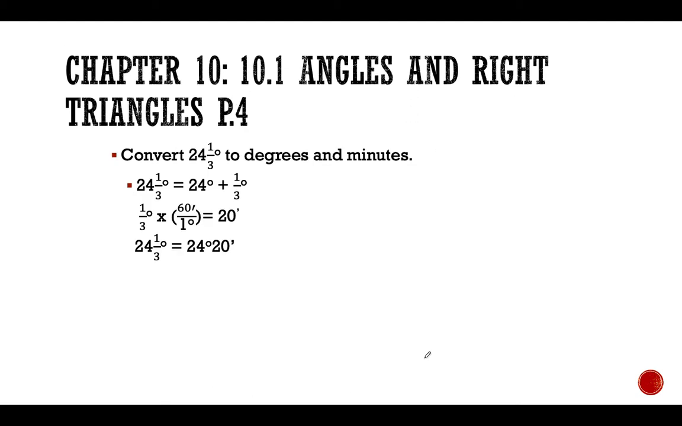Converting 24 1/3 degrees to degrees and minutes. First thing we're going to do is separate the whole and the fraction part and write it as 24 degrees plus 1/3 degrees. Now we're going to convert the 1/3 degrees to minutes by using the conversion, 60 minutes to 1 degree. 60 over 3 equals 20 minutes. And now we're going to recombine: 24 degrees and 20 minutes.